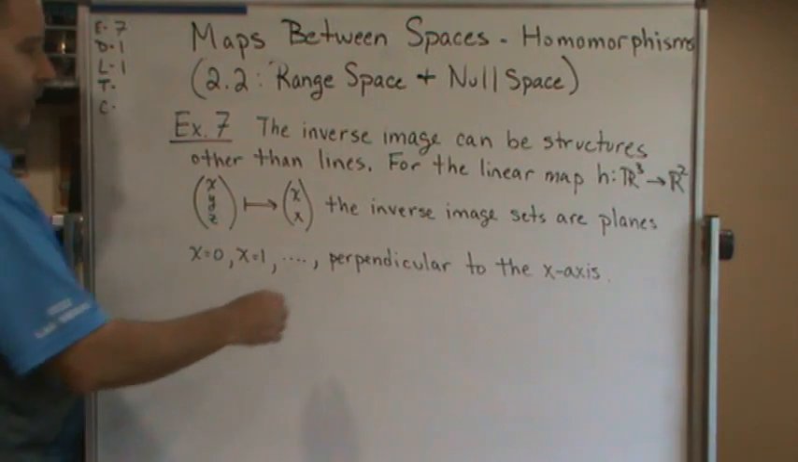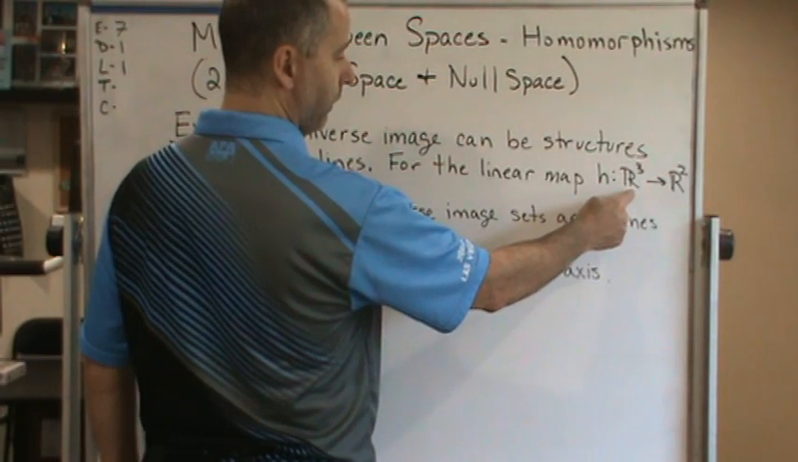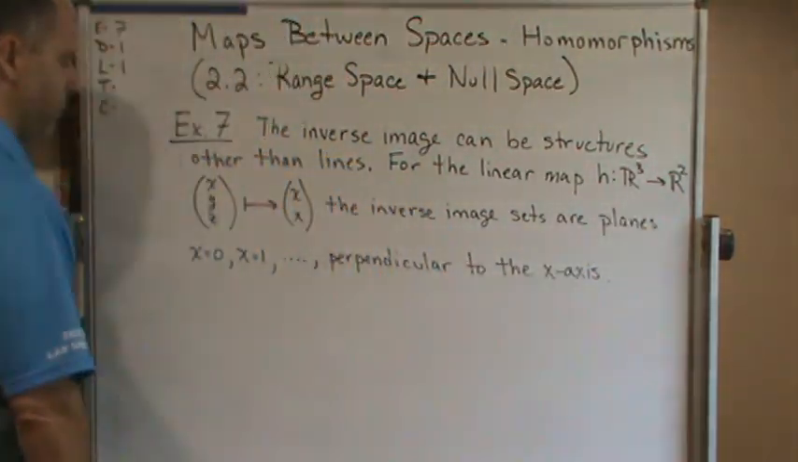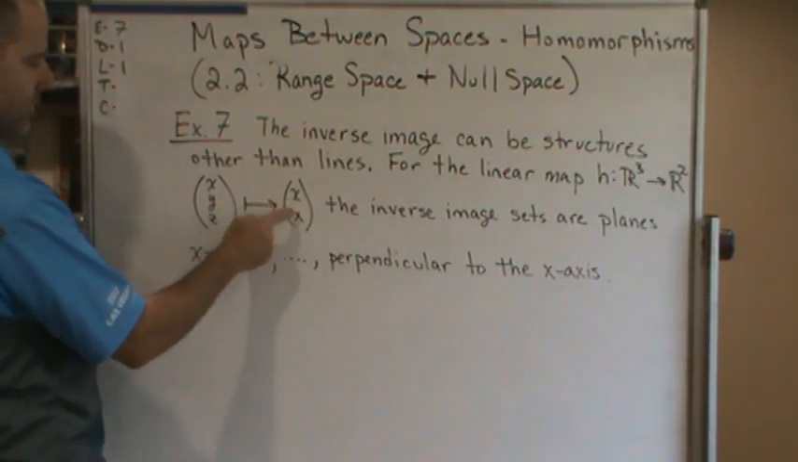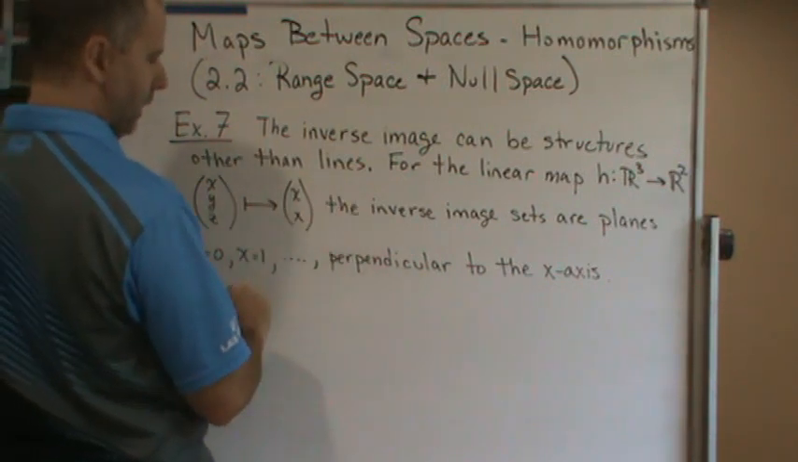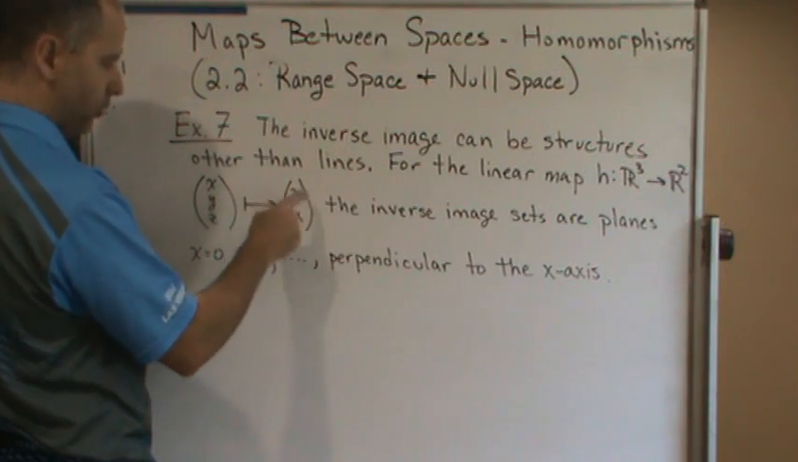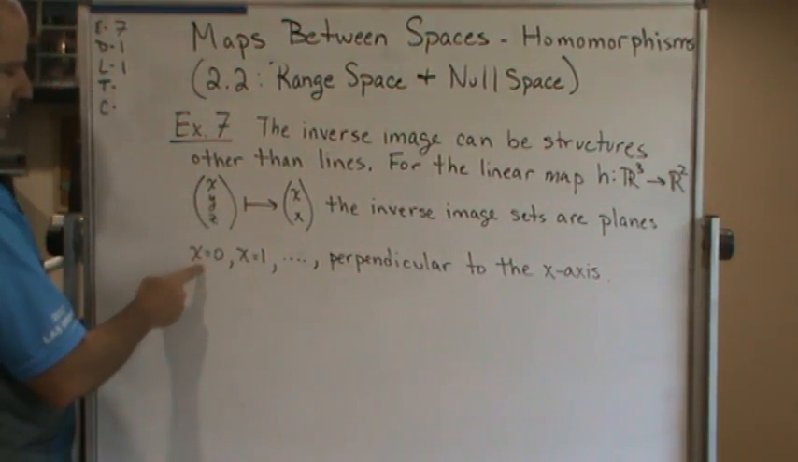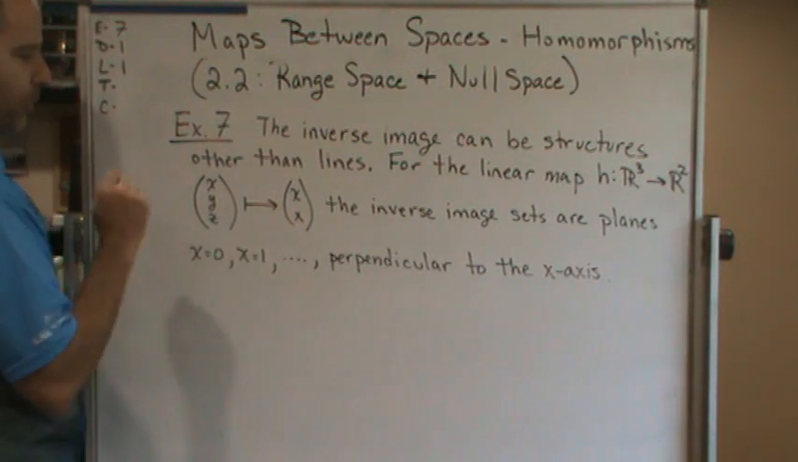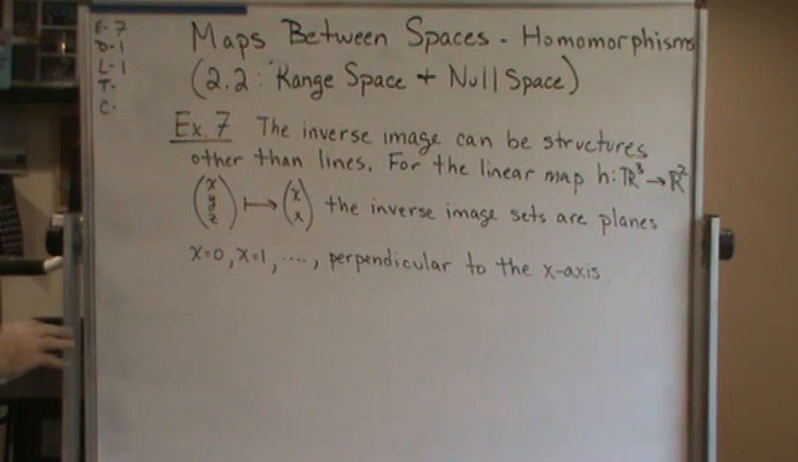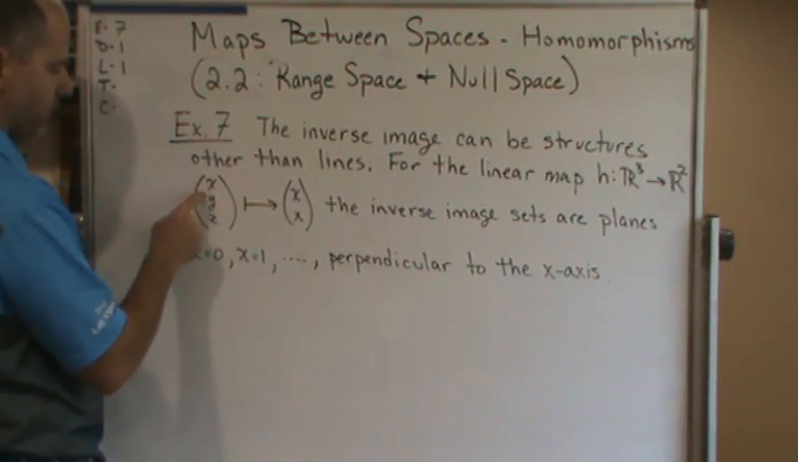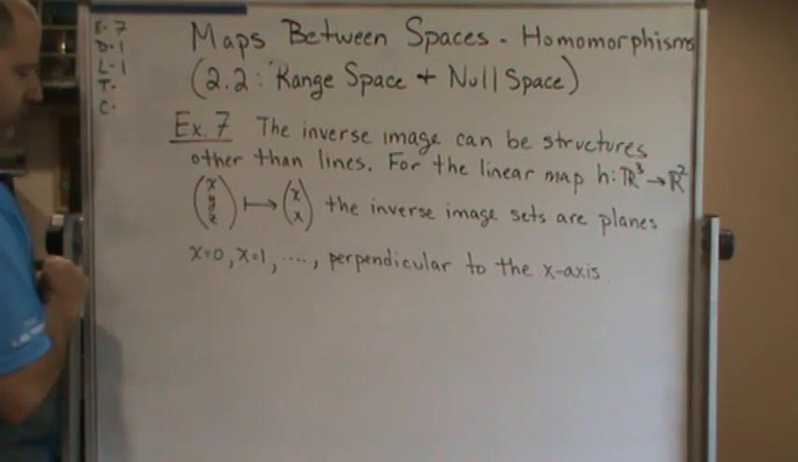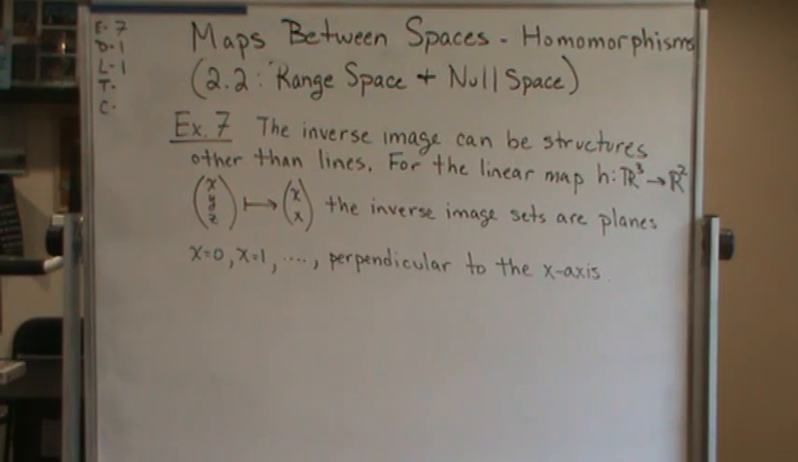So for this linear map, h is going from R3, so three-dimensional, to two-dimensional, so R3 to R2, using this mapping, right? Now notice it's x, x here. So if we take any vector in R2, x, x, and take the inverse image, we get the sets of planes x equal to 0, x equal to 1, and so on, that are perpendicular to the x-axis. Because here, if x is 0, we get all the values of y and z when x is equal to 0. So that gives us a plane that's perpendicular to the x-axis at x equals 0, and so on.